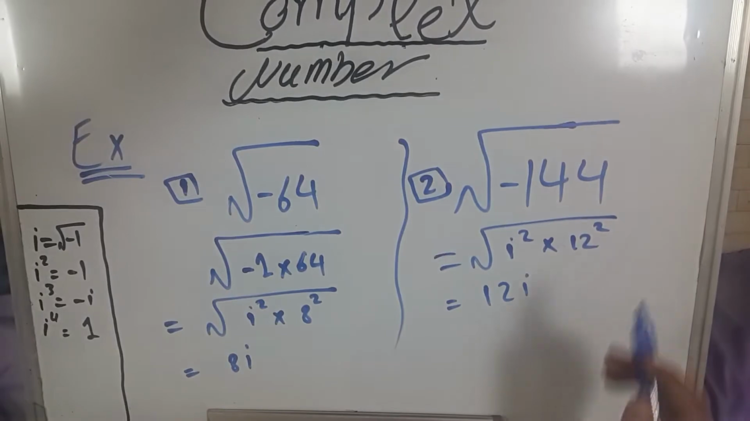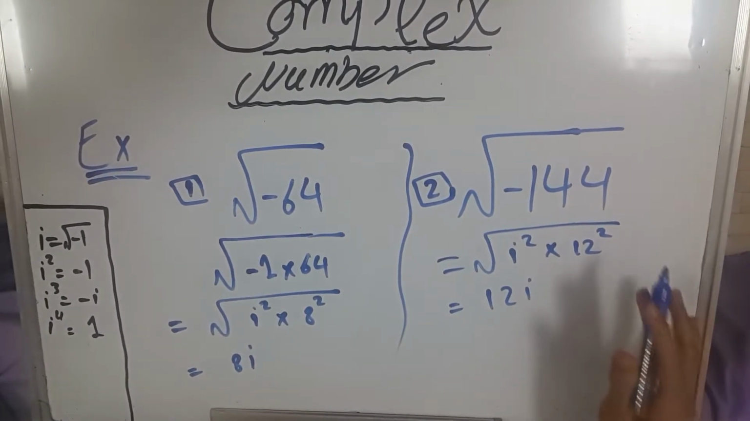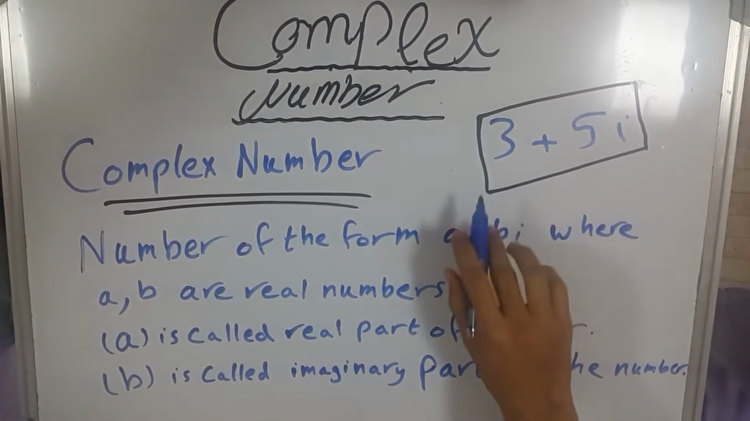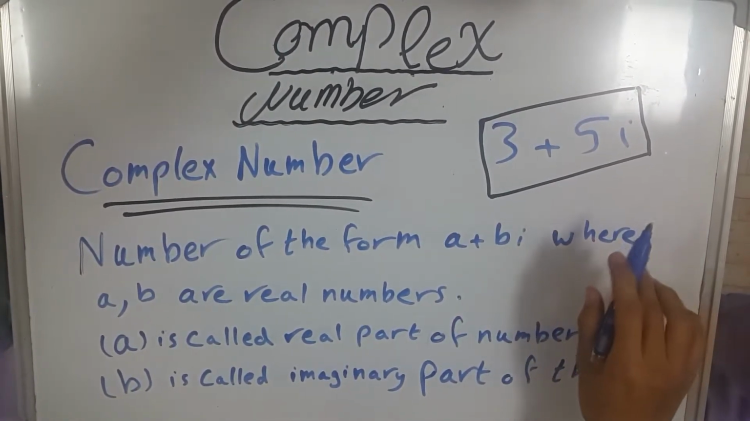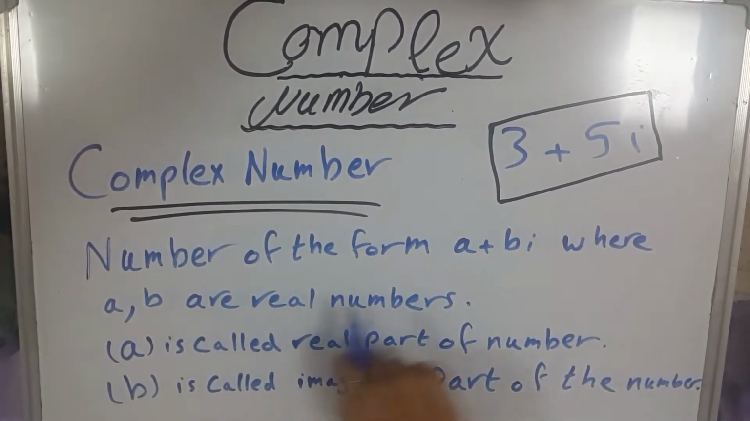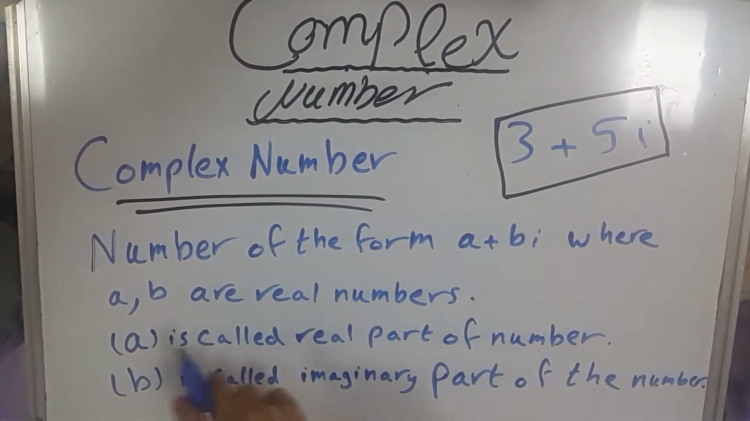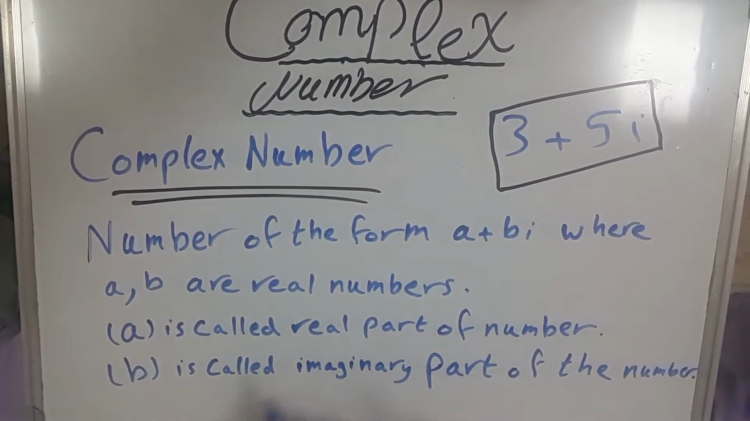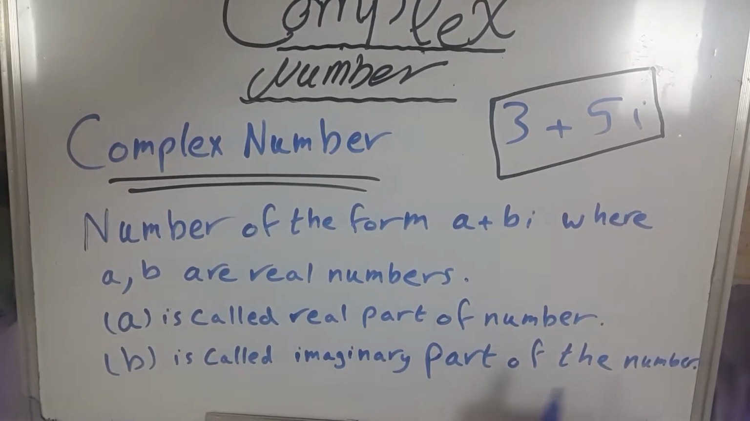And then we will move to another section which is complex numbers, and this is an example of a complex number which is 3 plus 5i. So what are complex numbers? Complex numbers are numbers of the form a plus bi, where a and b are real numbers. a is called the real part of the number, while b is called the imaginary part of the number.